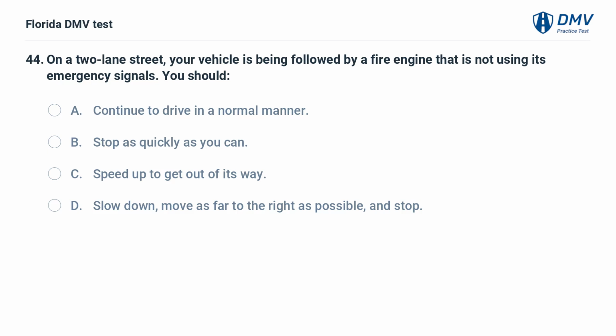On a two-lane street, your vehicle is being followed by a fire engine that is not using its emergency signals. You should A. Continue to drive in a normal manner. B. Stop as quickly as you can. C. Speed up to get out of its way. D. Slow down, move as far to the right as possible, and stop.